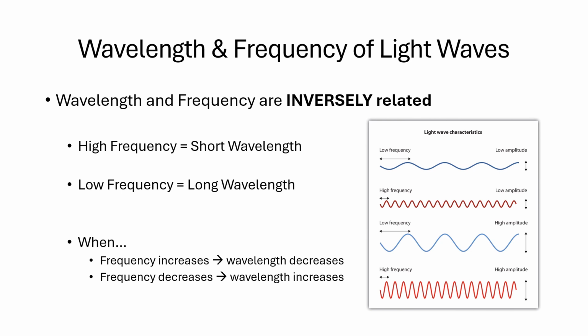So if we have a high frequency, right? High frequency, which is super fast, then we're going to have a really short wavelength. Think about that, right? The distance between the two crests is much shorter. However, if we have a low frequency, not very many waves in a period of time, then our wavelength increases. The distance between them increases.